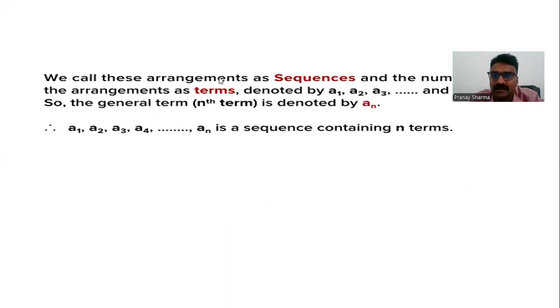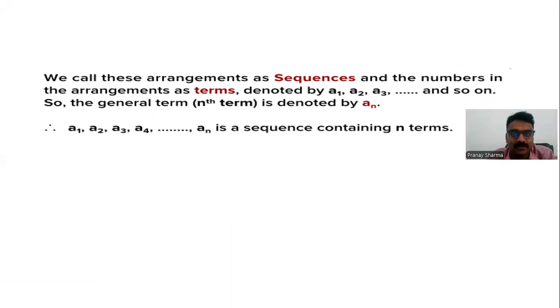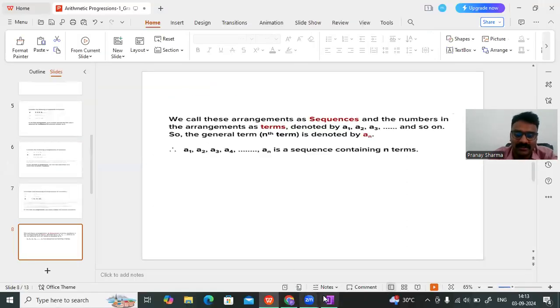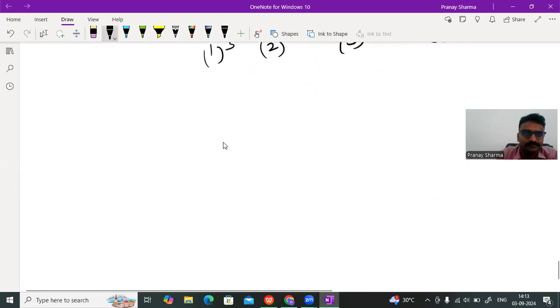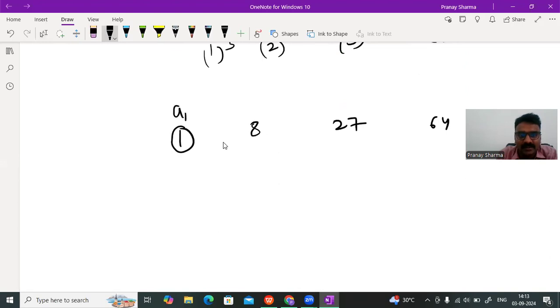So we call these arrangements sequences, and the numbers in the arrangements are terms. That is something that I have highlighted. You can also give them a denotation, which is A1, A2, A3. Let us consider an example. We have 1, 8, 27, and 64, right? What if I call this A1, A2, A3, A4? It will be easy for us to give a variable name to the numbers so that we can do other mathematics as well when we want to generalize something.